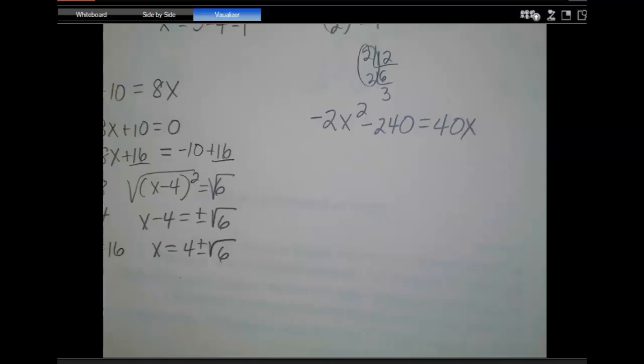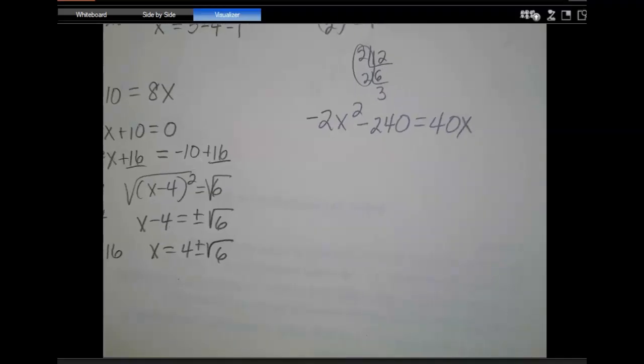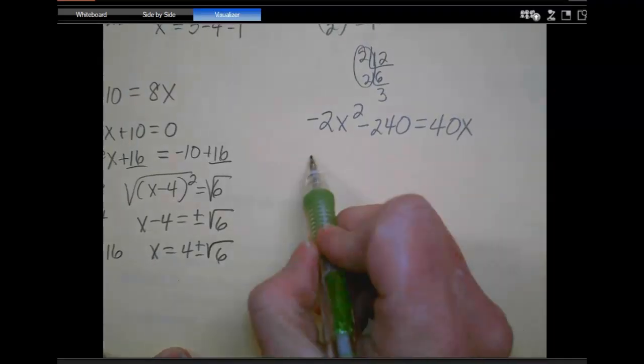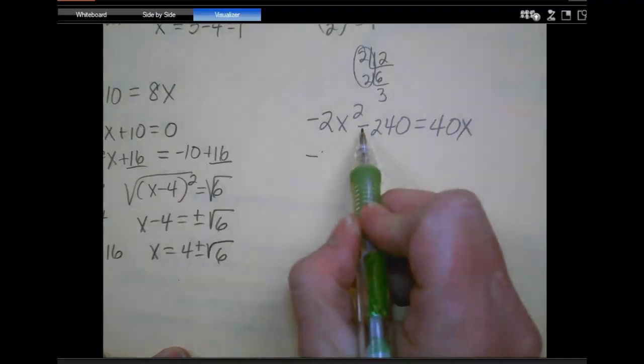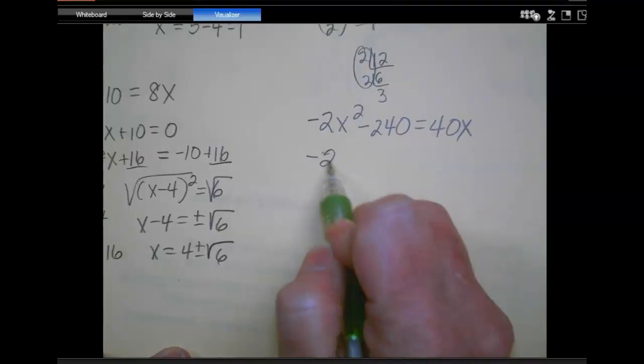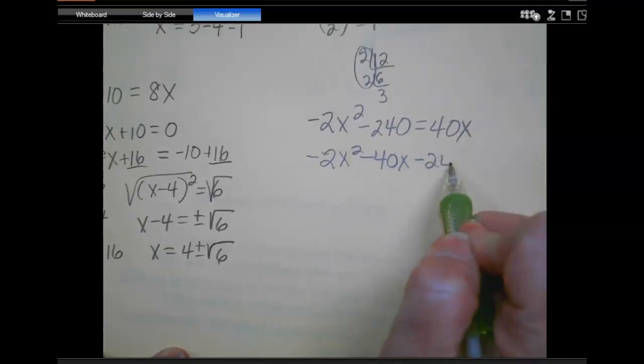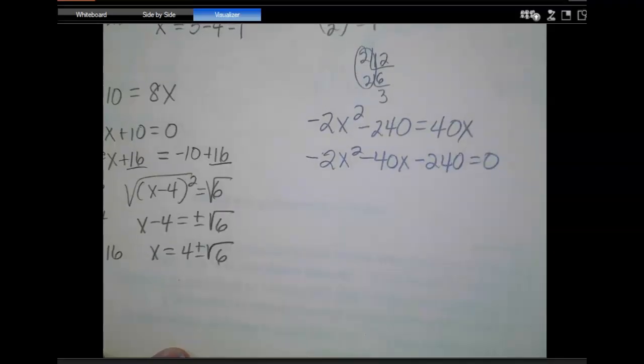Okay, so first of all, before you're whining over the 240, is it in standard form? All right, so what do I have to move? Okay, and that goes in the middle, right? That's my second term. So I have 2x squared minus 40x minus 240. So is everybody good with that?